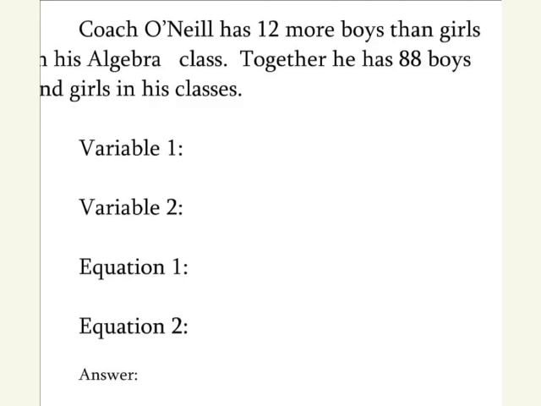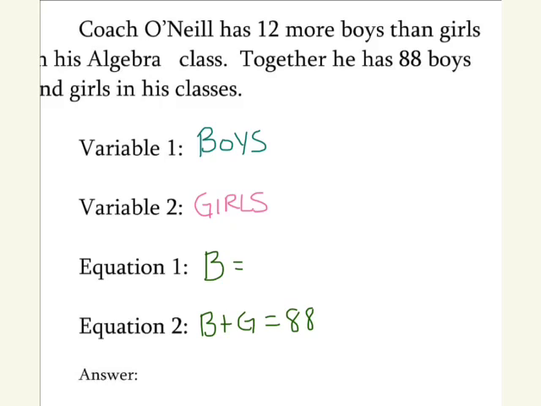All right, last one. Coach O'Neill has 12 more boys than girls in his algebra class. Together he has 88 boys and girls in his classes. So that means I have boys and I have girls. Together, I have boys and girls. They add up to be 88. Now, Coach has 12 more boys than girls. So the boys are the girls plus 12.